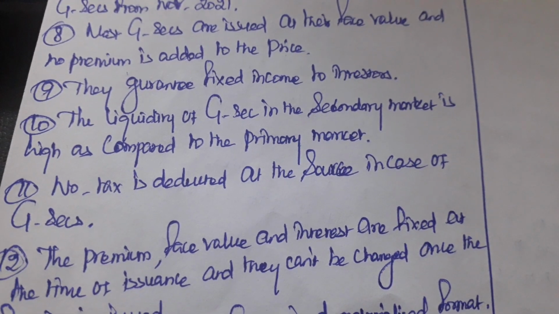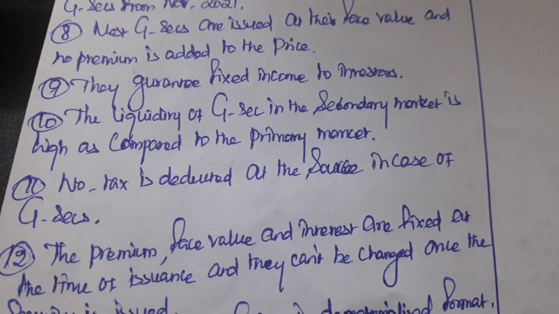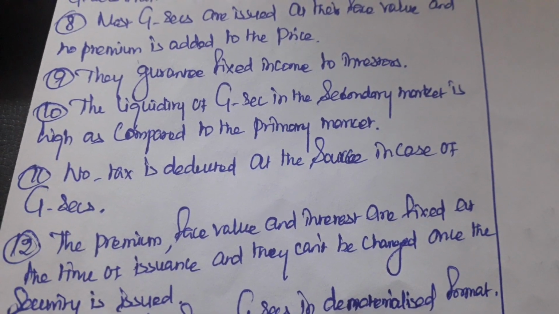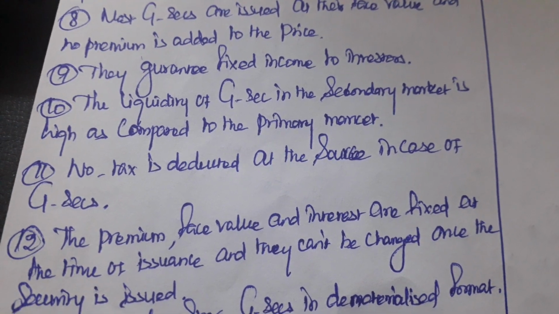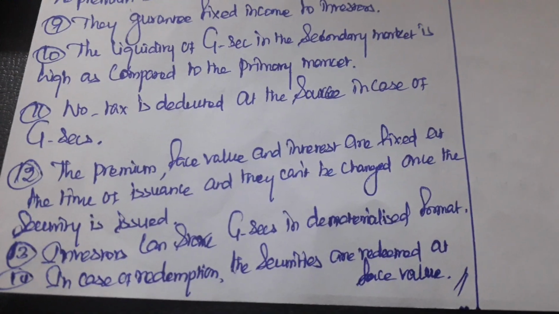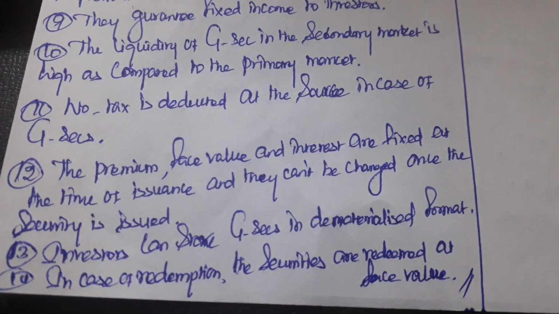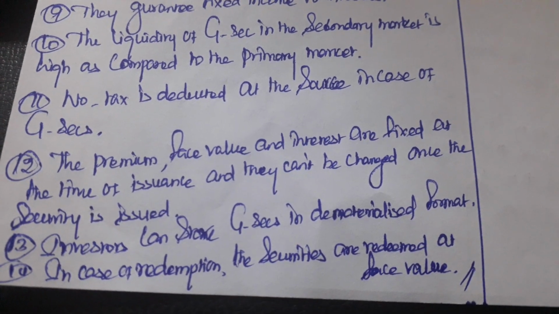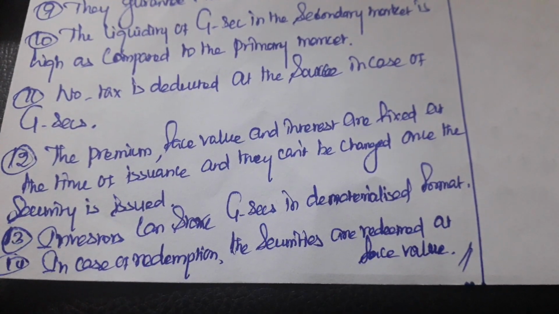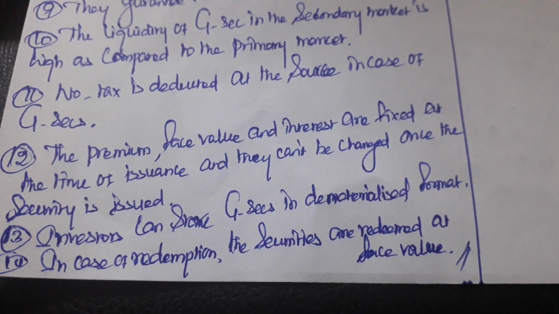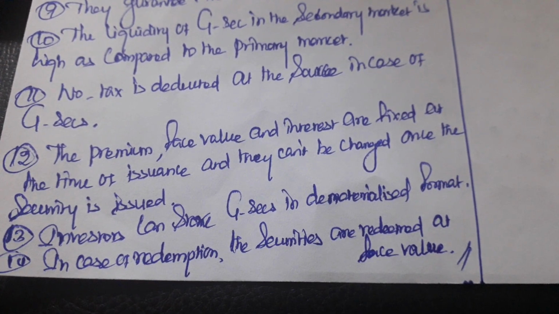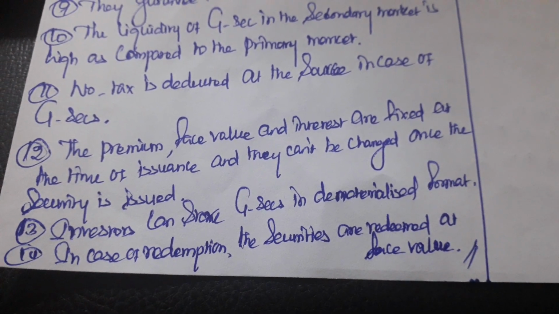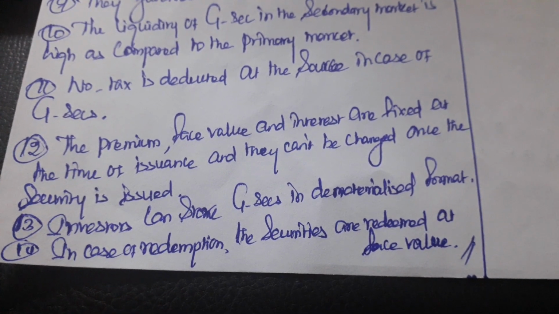No taxes are deducted at source in case of government securities. There is no tax amount deducted on government securities. The premium, face value and the interest are fixed at the time of issuance and they cannot be changed once the security is issued. The premium value, face value and interest rate are fixed at the time of government security issuance. They cannot be changed after the security is issued.